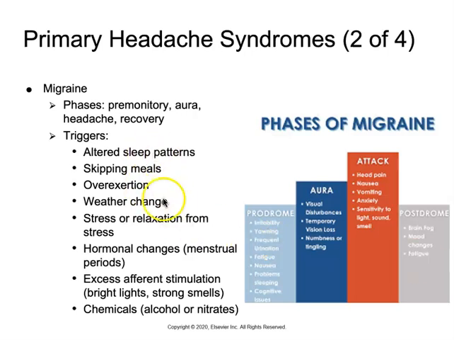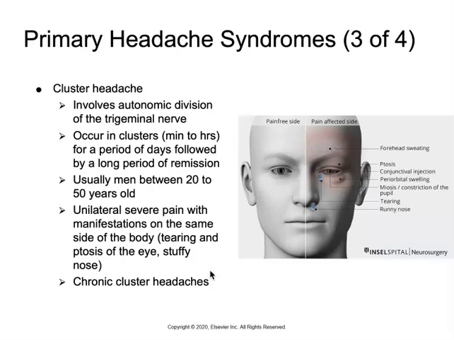As you can see, we have many triggers listed over here, and these can provoke a migraine and include things like disturbed sleep, skipping meals, overexertion, weather changes, stress, or even relaxation after stress. And there could be hormonal changes or fluctuations, particularly through the menstrual cycles, and excess sensory stimulation like bright lights or strong smells that can play a role within this. Lastly, we can have certain chemicals such as those in alcohol or processed foods that contain nitrites that can contribute to this.